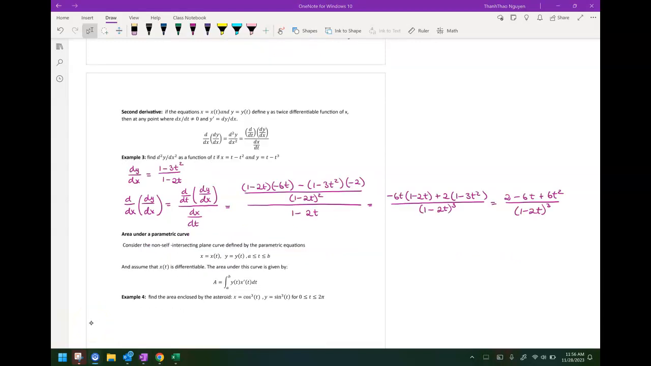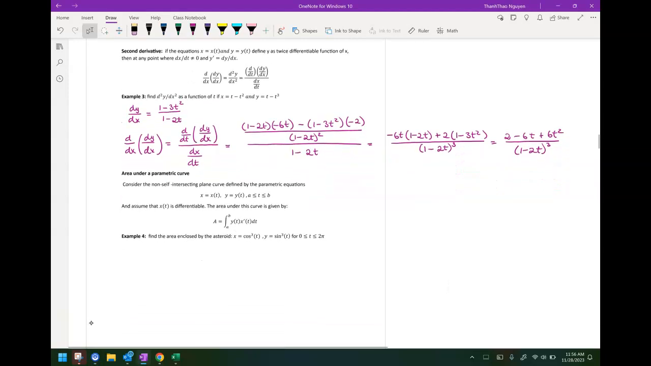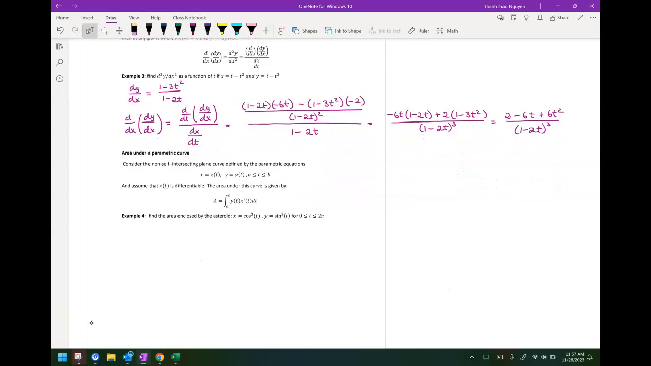Now, just like graphing a curve, we're interested in knowing what is the area under the curve, what is the volume, what is the arc length. So let's take a look at the area under the parametric curve. Consider the non-self-intersecting plane curve defined by the parametric equations x equal to x of t, y equal to y of t, where t varies between a and b, and assume that x of t is differentiable. Then the area under the curve is given by the integral from a to b of y of t times x prime of t dt.